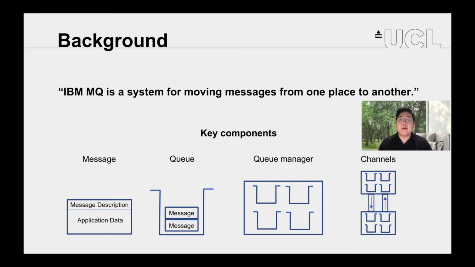In a nutshell, IBM MQ is a system that moves messages from one place to another. It's a complex system, so for now, we're only focusing on these four core entities. From the left, we have messages, the basic data structure for packing information exchanged by applications. Then we have queues, where applications can put messages inside for other applications to retrieve at different times.